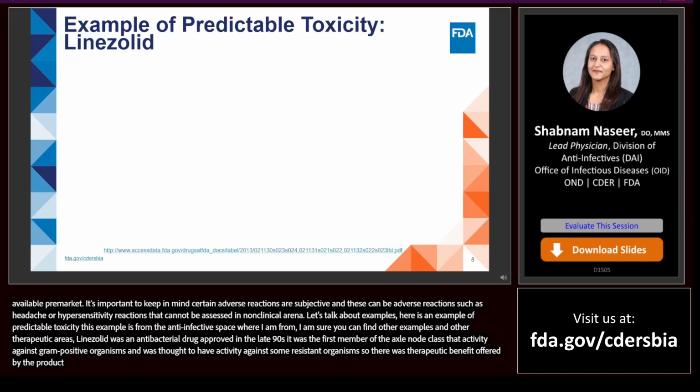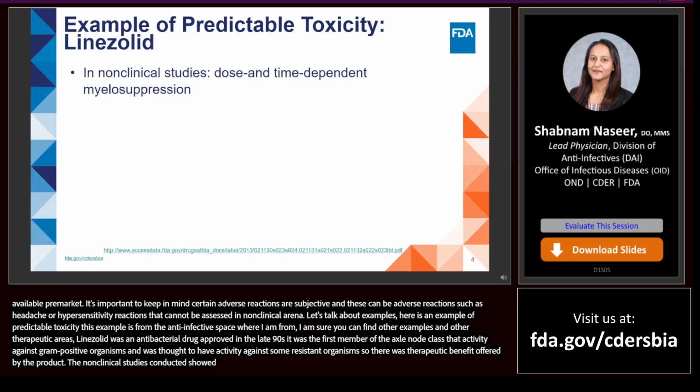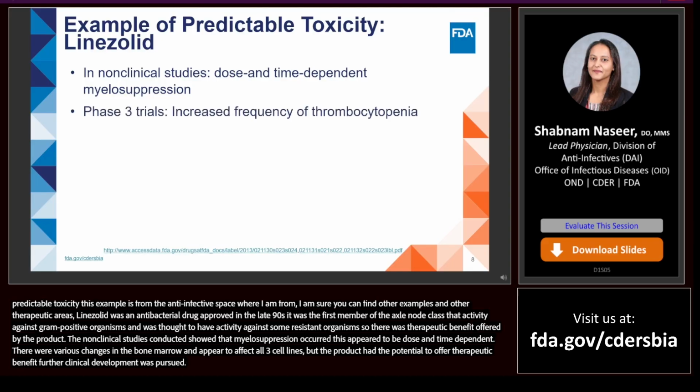The non-clinical studies that had been conducted showed that myelosuppression occurred, and this appeared to be both dose and time dependent. There were various changes in the bone marrow, and it appeared to affect all three cell lines. But the product had the potential to offer therapeutic benefit, and so further clinical development was pursued. When phase 3 trials were conducted, there was no evidence of myelosuppression per se, but there was a high frequency of thrombocytopenia that was seen in the linezolid treated patients.